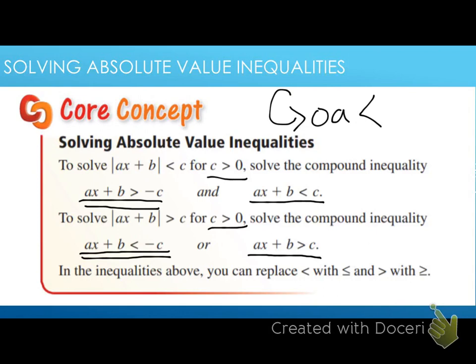Okay? And then, once again, we just solve those individually. Keep the word or between them. We have our compound inequality as our solution. Okay? In the inequalities above, you can replace less than with less than or equal to, and you can replace greater than with greater than or equal to. The same rules will still apply if those symbols are in play. Okay? Are there any questions before we jump into some examples? I feel like we get more benefit from just doing the examples anyways. We good with that?